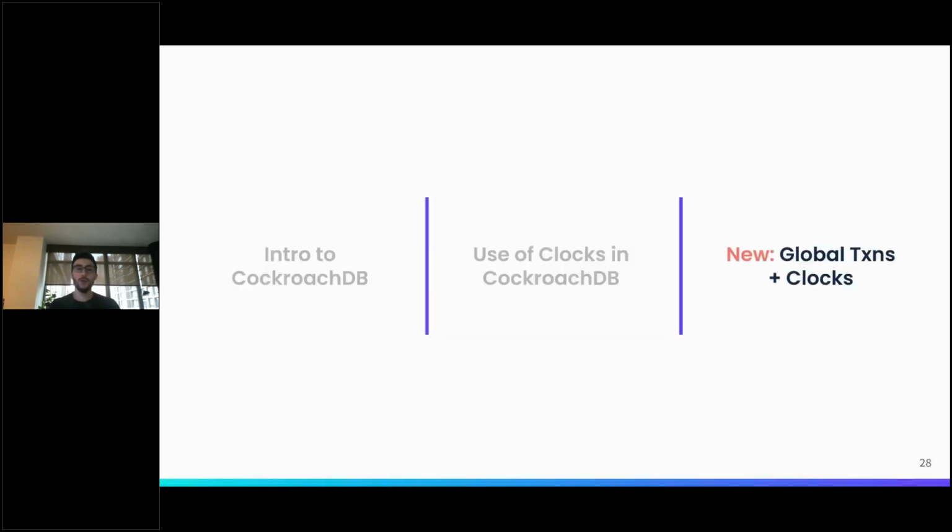So finally, onto the new addition in CockroachDB that actually pushes on clocks even further than we have before. This new addition is called global tables, and global tables are an extension for multi-region deployments of CockroachDB, so deployments of CockroachDB that are run across the globe. Global tables are meant to provide low latency, strongly consistent reads on the same data from all regions in a global cluster.